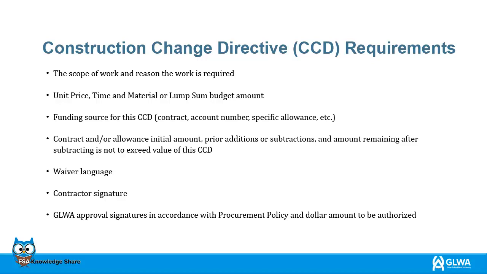The initial amount of the contract, prior additions or deletions, and the amount remaining after subtracting is the not-to-exceed value of this Construction Change Directive. The waiver language is required along with the contractor's signature and GLWA approval signatures in accordance with procurement policy, and the dollar amount to be authorized by GLWA.